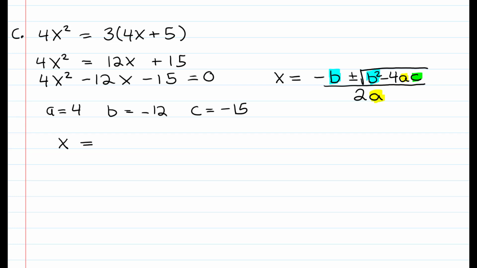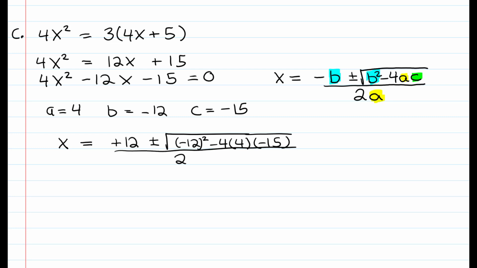So x is equal to -b. Well, if our b is -12, that means we have positive 12 plus or minus the square root of -12 squared minus 4 times a times c divided by 2 times a, which is 4. And once again, we're going to simplify inside that radical first. So we have 12 plus or minus. We need to figure out what goes inside the radicand, and the bottom is 2 times 4, which is 8. That gives us 12 plus or minus the square root of 384.